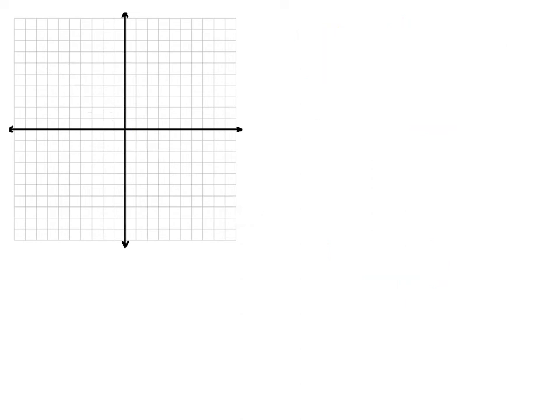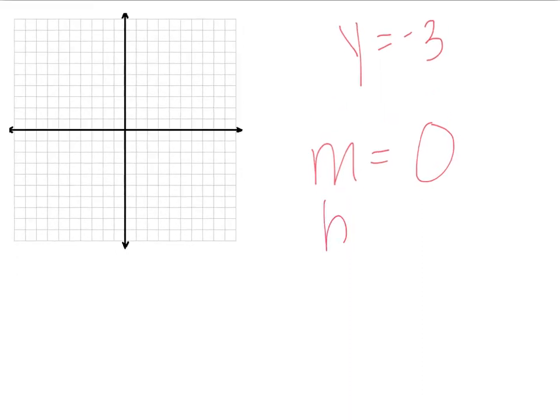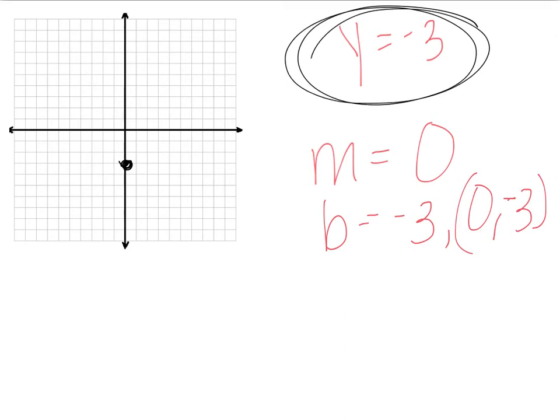Okay, let's try y equals negative 3. Now what you're going to do is notice that we have no x. So our m, or our slope, is 0 because there's nothing there. Our b would still be negative 3, or 0, negative 3. So if we want, we can go ahead and graph that 0 and then move down 3 and make your point.